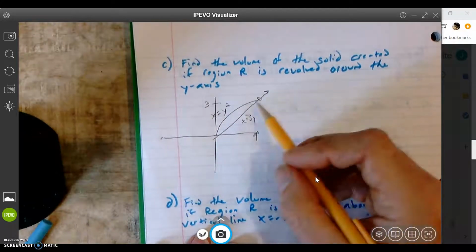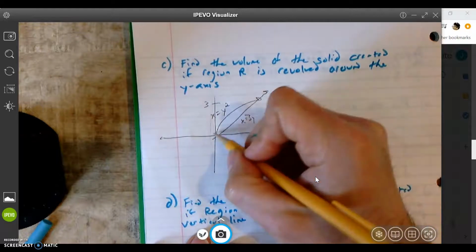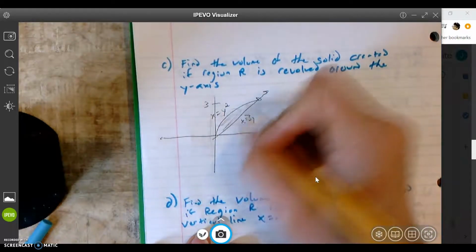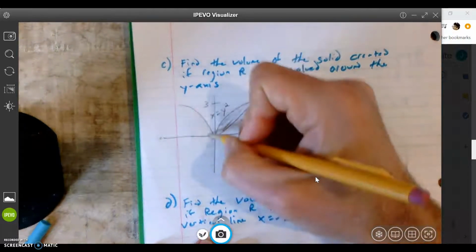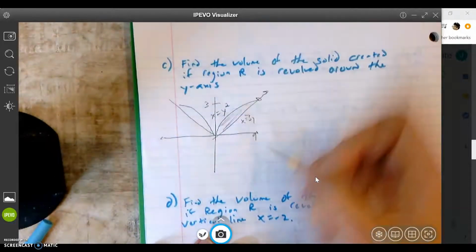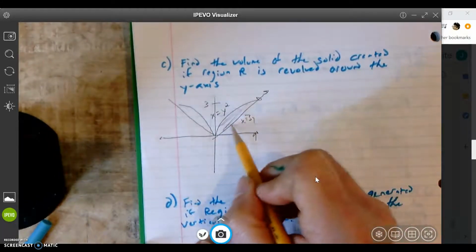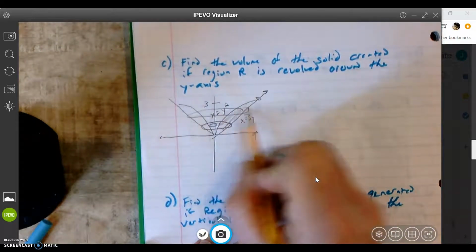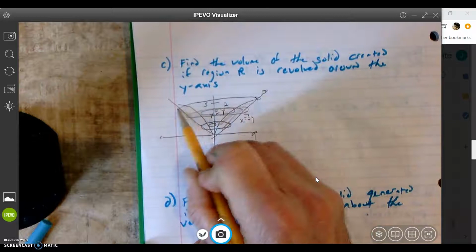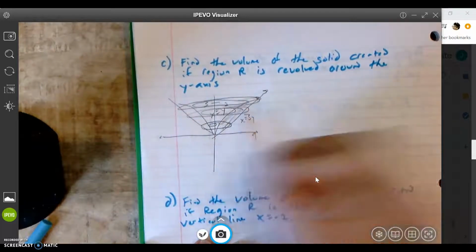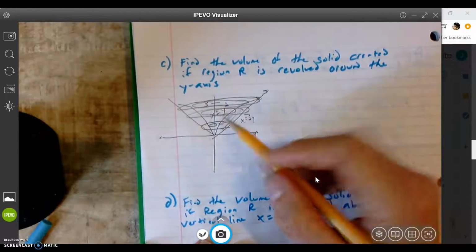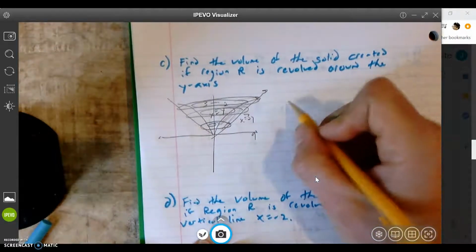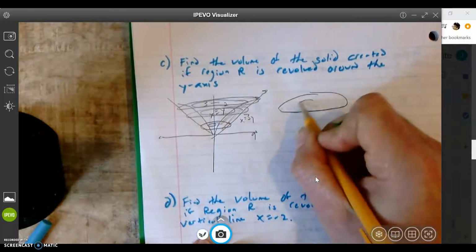Okay, now we're revolving around the y-axis. So here's the y-axis. So I'm going to draw a little. This is the area we want. So here we got a mirror image. And so we're revolving like this. So outside to outside, inside to inside, and so on. Okay, so we have one slice.